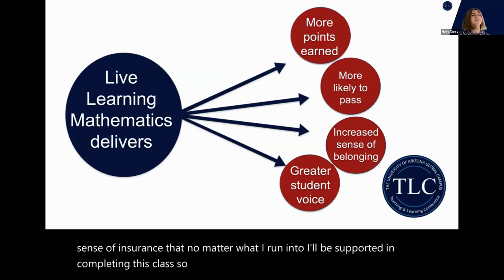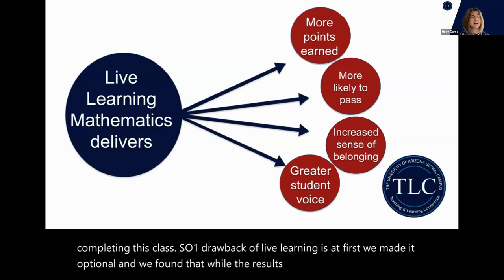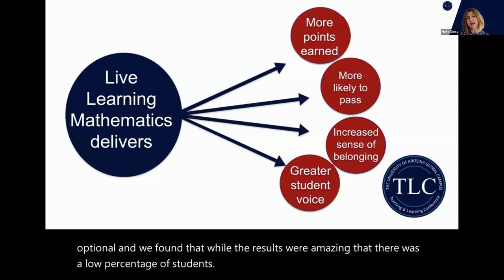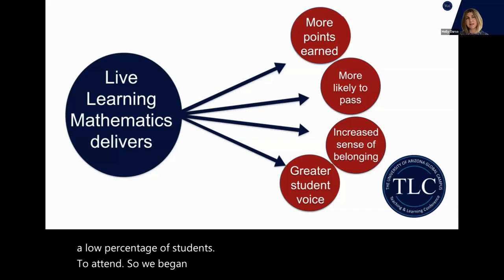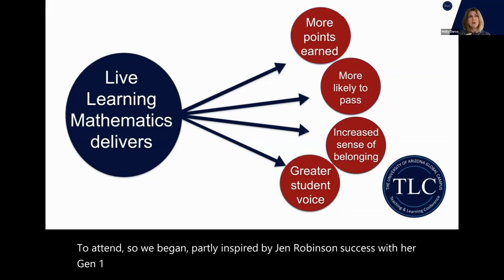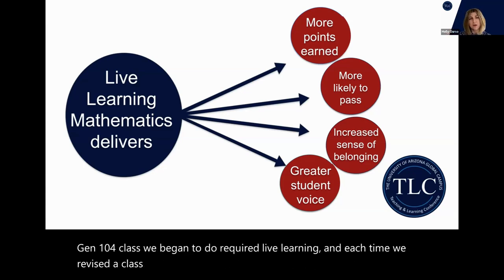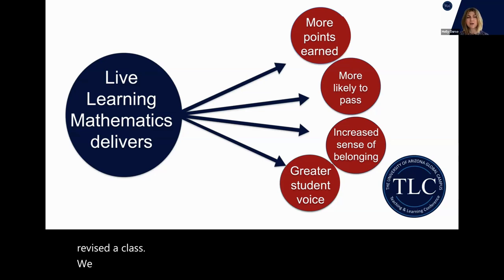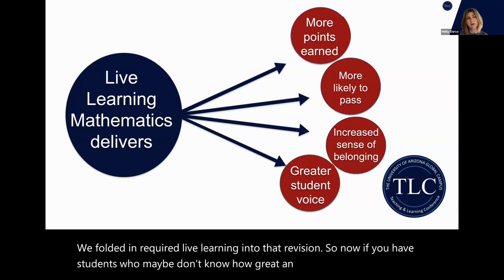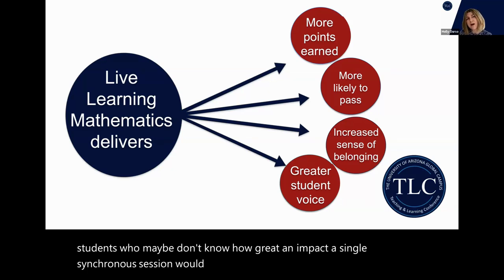One drawback of live learning is that at first we made it optional. While the results were amazing, a low percentage of students chose to attend. So, partly inspired by Jen Robinson's success with her Gen 104 class, we began to do required live learning, and each time we revised a class, we folded required live learning into that revision. Students who may not know how great an impact a single synchronous session can have get a nudge by having live learning be required.